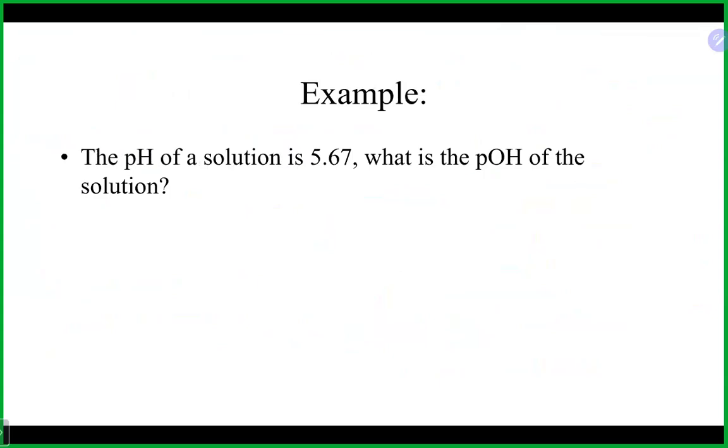So continuing on here, let's do this again. The pH of the solution is 5.67. What's the pOH? What's also the H plus concentration, OH minus concentration, and is it acidic, basic, or neutral? So take a few moments there and calculate that up.